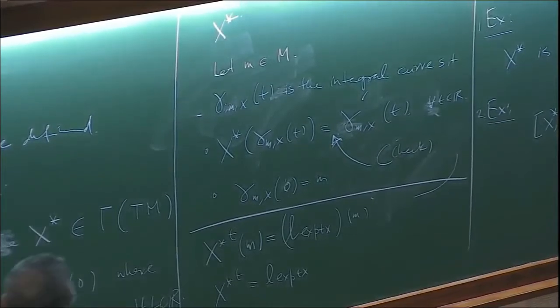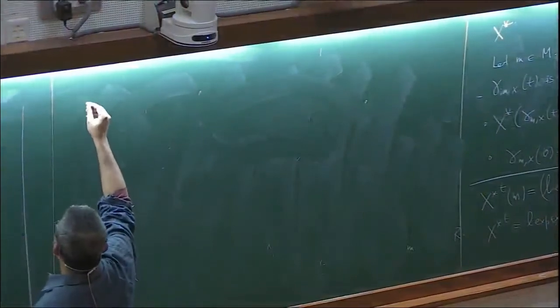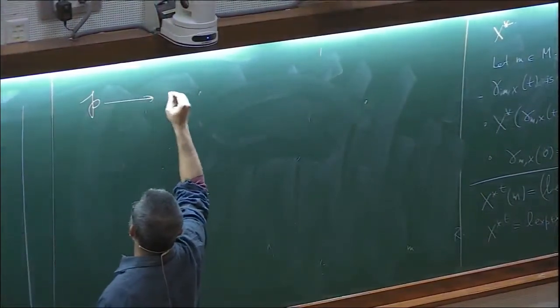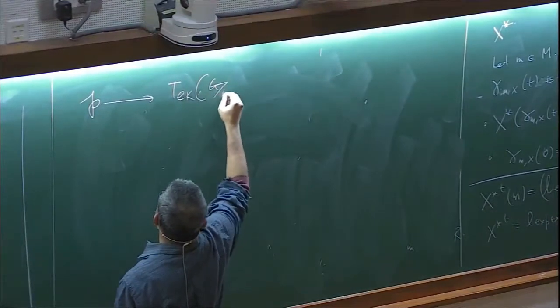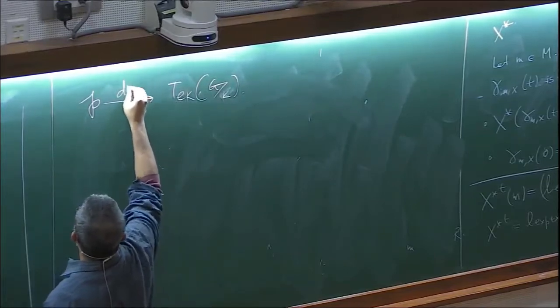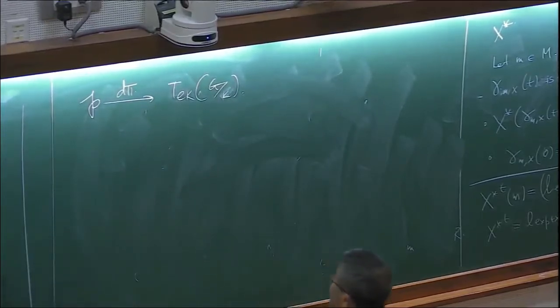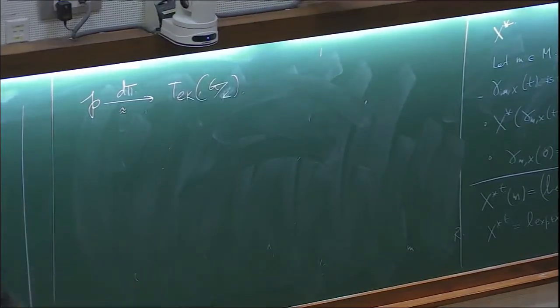Here is a formula that I'm going to write now. So what is L_X? I have this situation P going to T_eK, G/K. Let's get back to the situation and denote the map by π. This is an isomorphism of vector spaces, and it is a K-equivariant isomorphism.